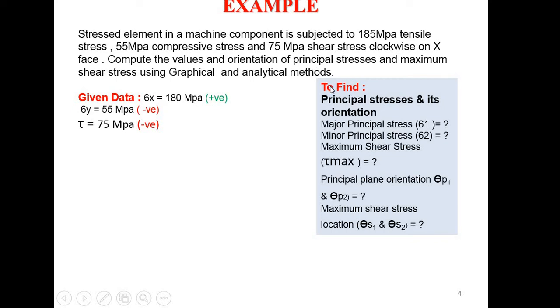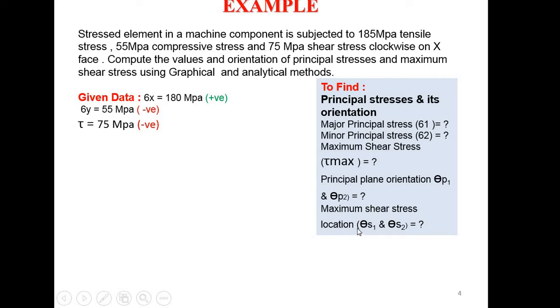Now according to the problem statement, we need to find out the principal stresses and their orientation, means we need to find out the major principal stress, that is sigma 1, the minor principal stress, that is sigma 2 or sigma n2, the maximum shear stress, that is tau max, the principal plane orientation, that is theta p1, or we can say the principal plane location, then the other principal plane location, that is the minor principal plane location, then the maximum shear stress and the location of maximum shear stress with respect to the reference plane, that is the vertical plane, theta s1 and theta s2.